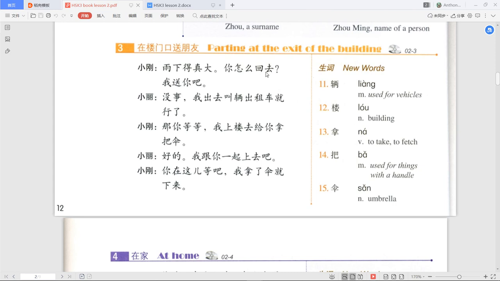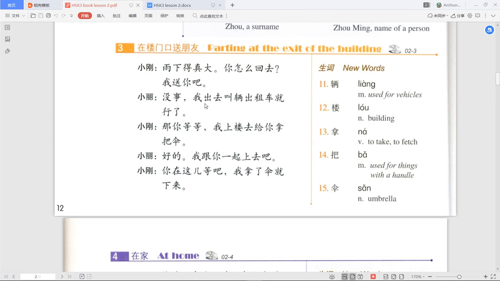你怎么回去? You how go home, go back. 回, return. 去, go. So 回去 means go back. 我送你吧。送 means to give somebody a ride, or see off. So, 我送你吧。没事, 没事 means it doesn't matter. 没 means 没有, don't have. So doesn't have anything. No problem.